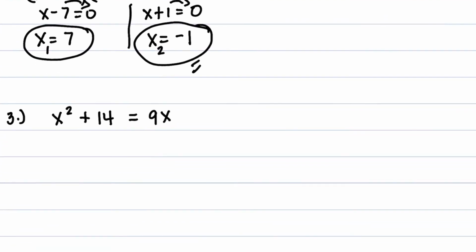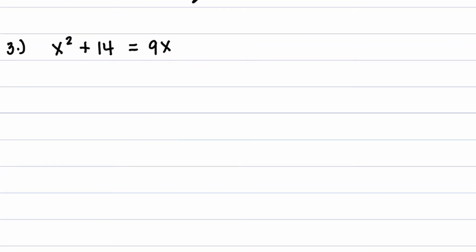And example number 3. So, x squared plus 14 is equal to 9x. So, in this example, hindi pa siya naka-standard form. So, ang gagawin natin is to transform it in standard form. So, i-transfer lang natin tong 9x sa left side. So, magiging x squared, then minus 9x plus 14 is equal to 0.